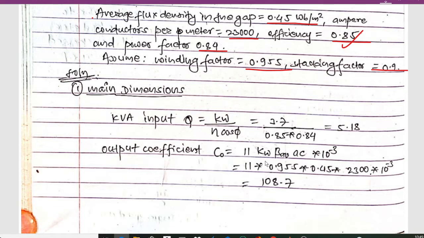And for the output coefficient we have the formula C naught equals 11 into winding factor into B average into AC into 10 power minus 3. So 11 into 0.955 into B average, which is the average flux density in the gap, 0.45, into the ampere conductor per meter, 23,000. Sorry, here it is 23,000. So you will get 108.7.